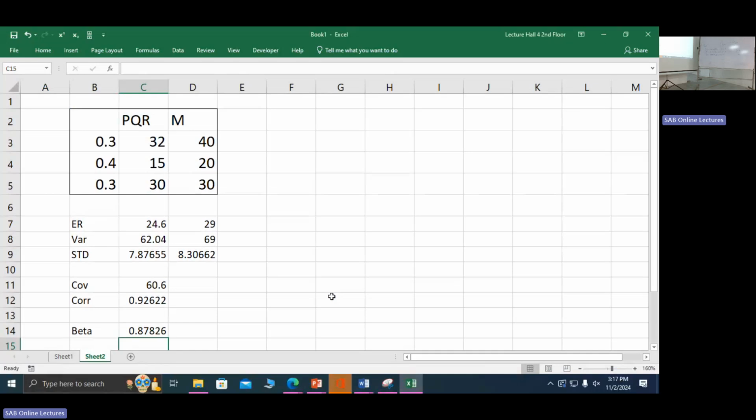Higher the risk, higher the expected return. If the market increases by 1%, the stock is increasing by 1.87. Higher the risk, higher the return. But the other part, the downside, is if the market drops by 1%, this company drops by more than the market. So here the systematic risk is low because it is 0.87, less than 1. If it is greater than 1, systematic risk is high.